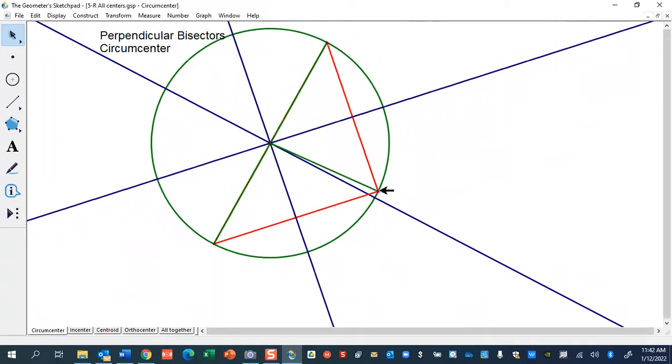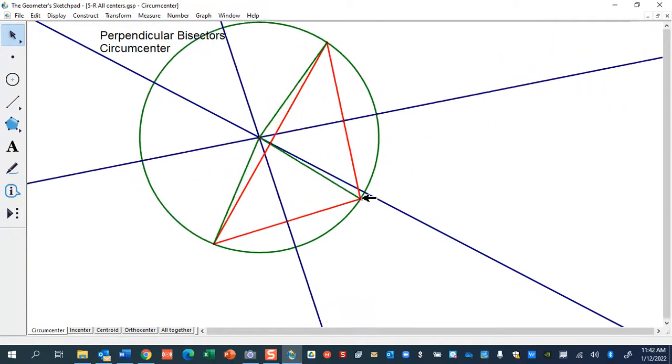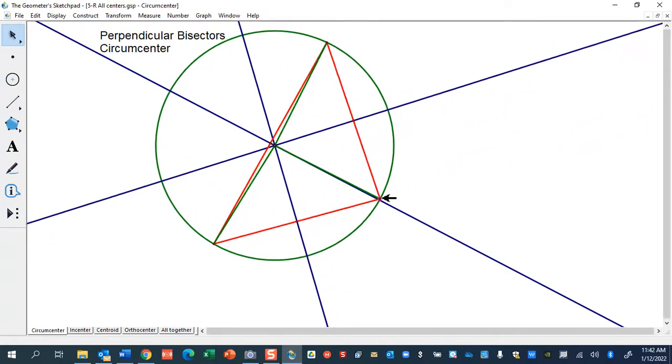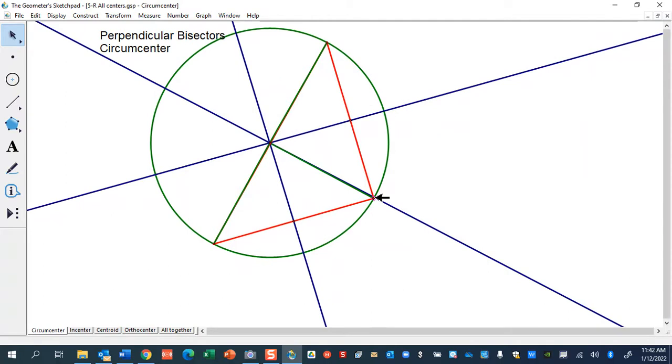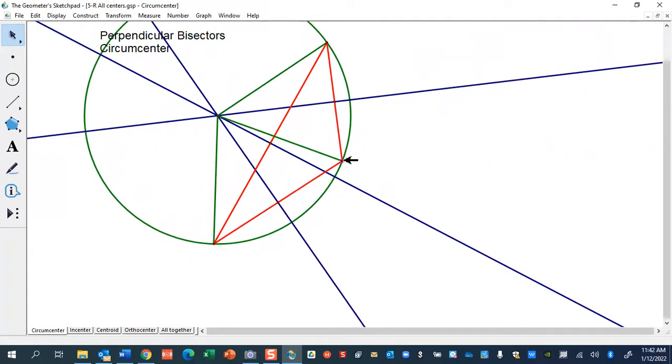How do I know that's a right triangle? Check out, there's my point of concurrency at the midpoint of my hypotenuse. Do you see it? How do I know this is an obtuse triangle? Look at the red triangle. How do I know it's obtuse? The point of concurrency is outside the triangle.